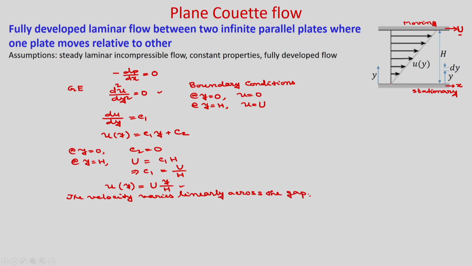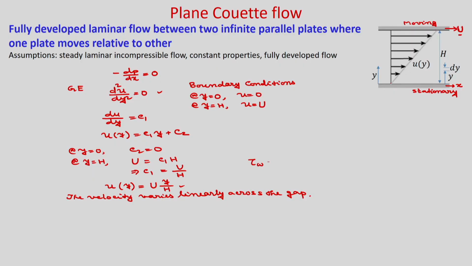And if you calculate the shear stress on the wall, you can see that du by dy will be a constant, because tau w will be mu du by dy, and du by dy is constant c1. So, that is U by h. So, in both the plates you can find that your wall shear stress will be mu U by h. So, inside the flow also the shear stress will be constant.